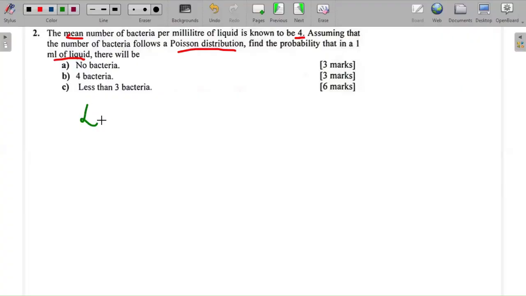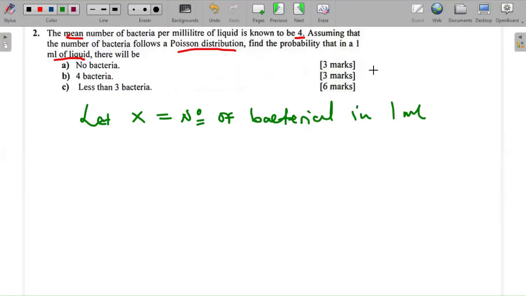So what you can say is that let X be the number of bacteria in 1 milliliter. And then we've been told that it follows a Poisson distribution. So X follows a Poisson distribution with lambda. And I know that lambda here simply means the mean. The mean we've been told is 4. So lambda is simply equal to 4.